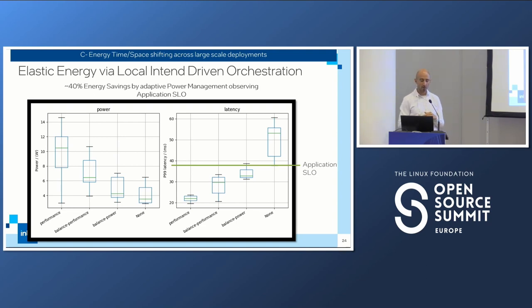The second one is called balance perform, which starts to look at this SLO that I was talking about for the application, but trying to keep it 20-30% above the target SLO to be in between. It's like, I'm not being super strict, but I'm also not spending a lot of energy on the workload or wasting a lot of energy. And the last one is balanced power, where I'm using this intent-driven orchestration, really trying to get close to the SLO and minimize the power consumption, right?